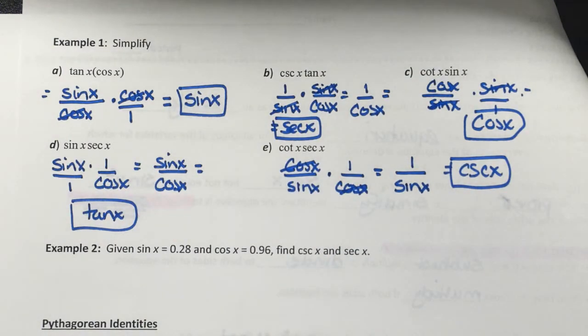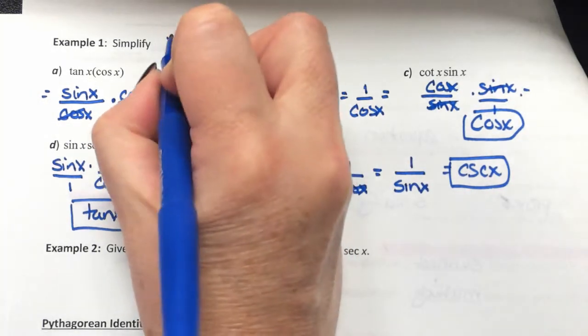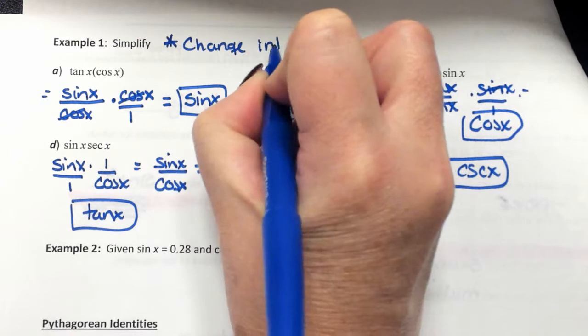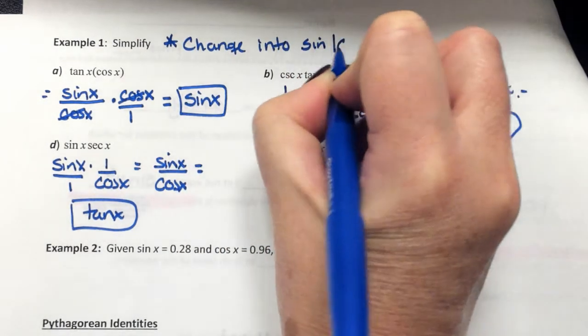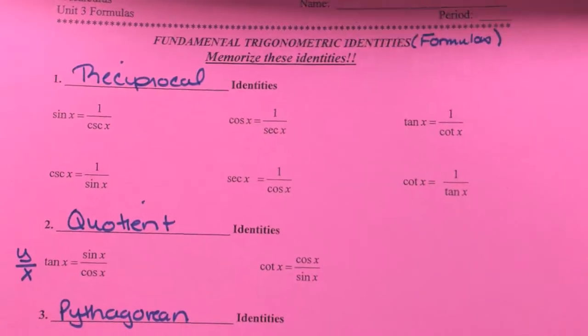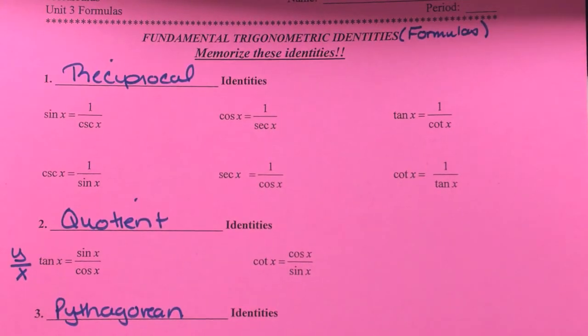So like I said, the strategy we're trying to use here is to try changing everything into sine and cosine. That's a big strategy that we're going to use to help us get started on some of these. If you don't know what to do or don't know where to get started, try changing everything into sines and cosines. Again, the quicker you know the pink sheets, the quicker these are going to go for you.